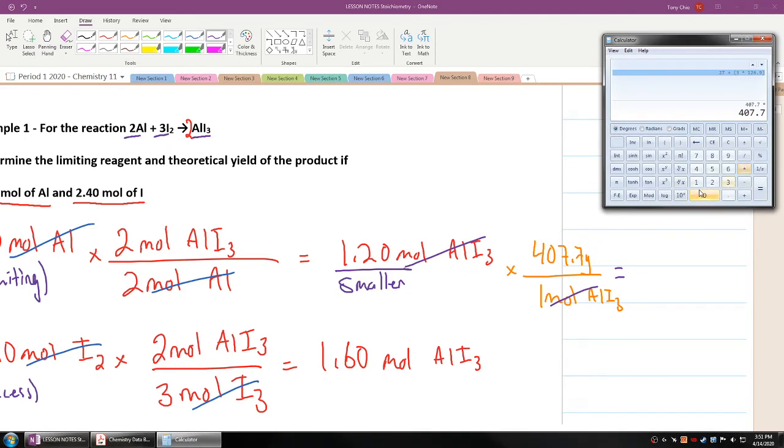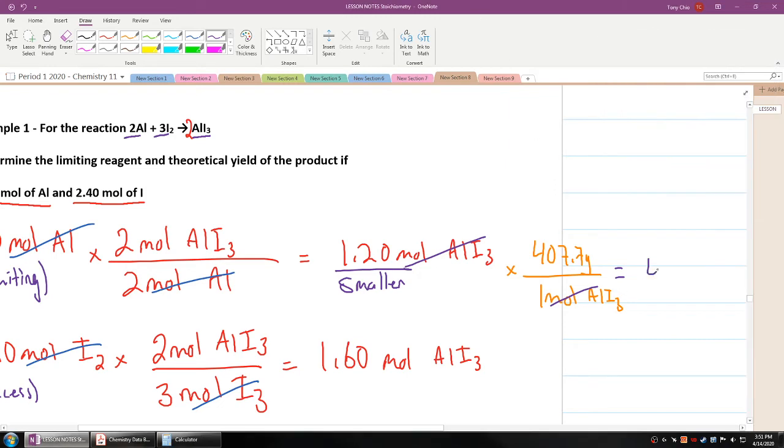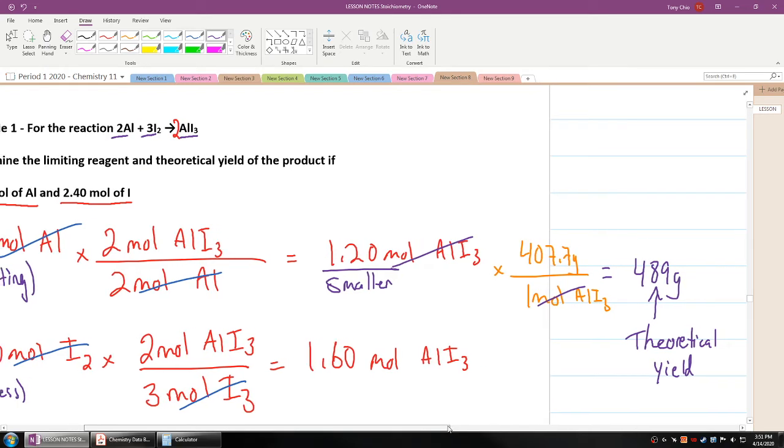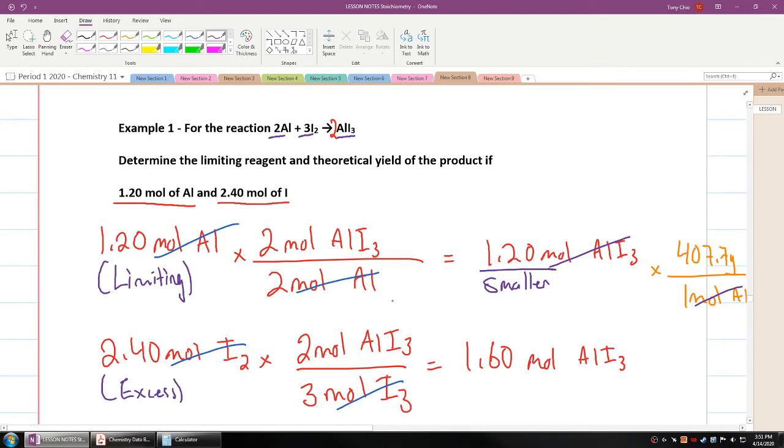In this case, it's going to be 489 grams. And this is what you call your theoretical yield. It's not your actual yield, because actually you may be forming something a lot less. You could never form more than your theoretical. And we're going to go into that as our next lesson. Let's try our next question.